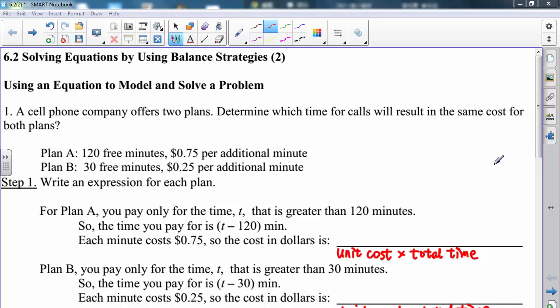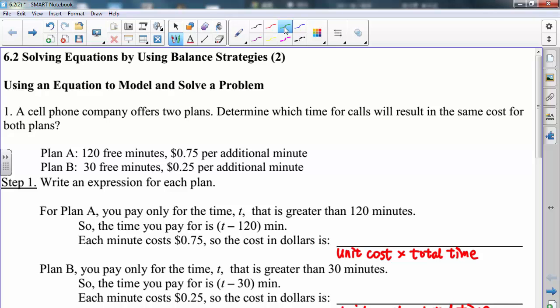Today we will look at the second part of 6.2, solving equations by using balance strategies. Let's look at the subtitle here, using the equation to model and solve the problem. So today we will look at how we can apply linear equations to solve real-life problems. Let's look at the first example.